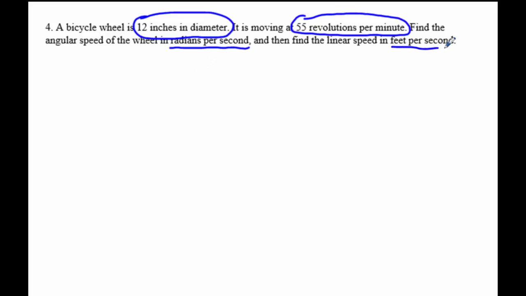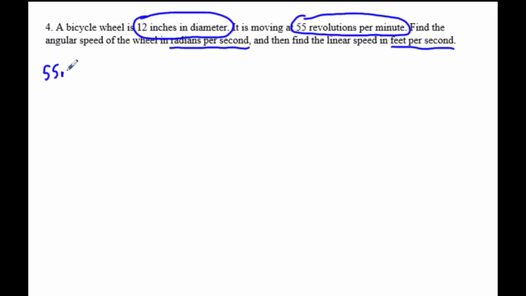The important thing is what they start off telling us. They start off telling us 12 inches in diameter and 55 revolutions per minute. The other thing I want to look at is what they asked me for. They asked me for radians per second, and then they asked me for feet per second. So I'm converting, and I have to say, what rate did they start off telling me? They started off telling me 55 revolutions per minute.